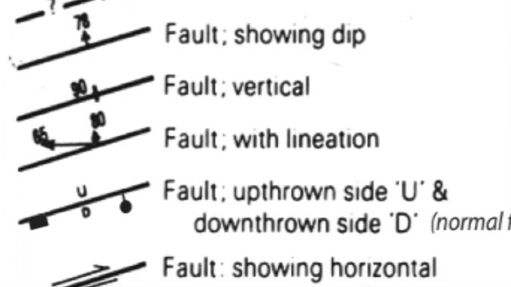dip of its plane. If we don't know which side went up relative to the other, we can just use an arrow on the side of the strike line in the direction of the fault dipping into the ground with the angle of dip at the end of the arrow, or a crossbar if the fault is vertical.